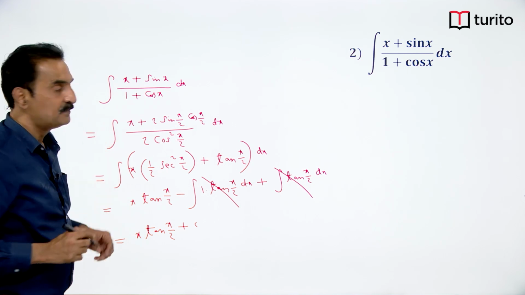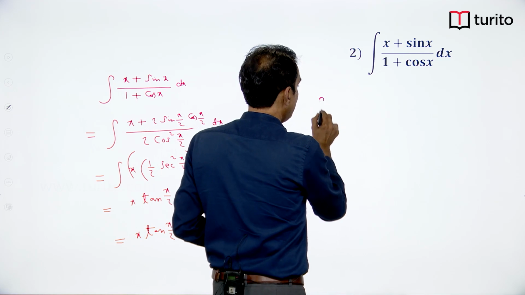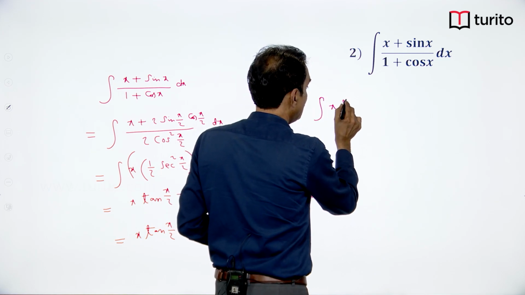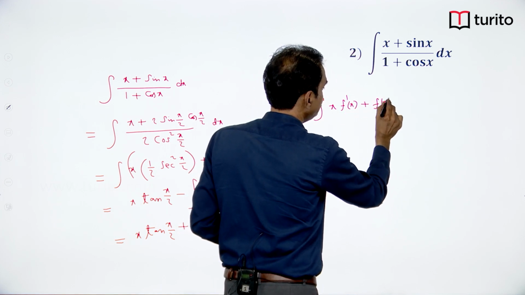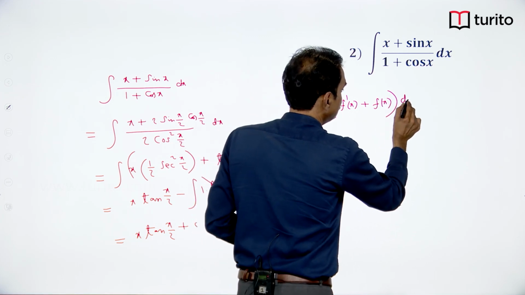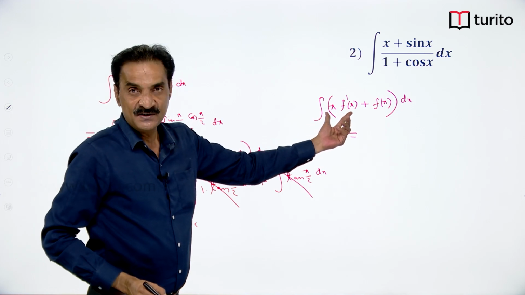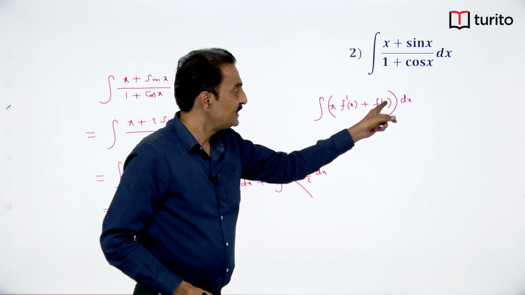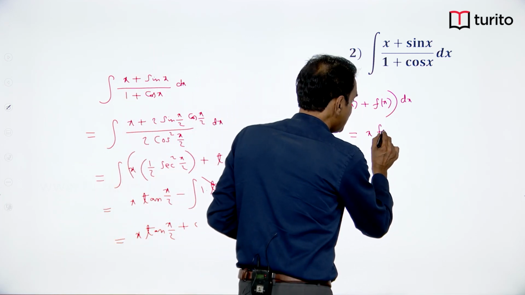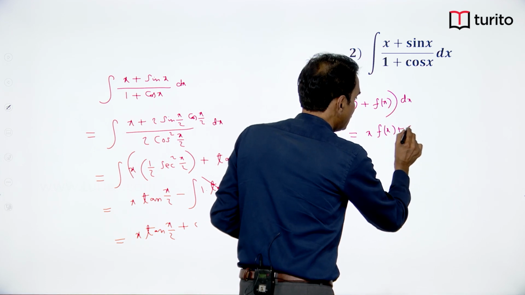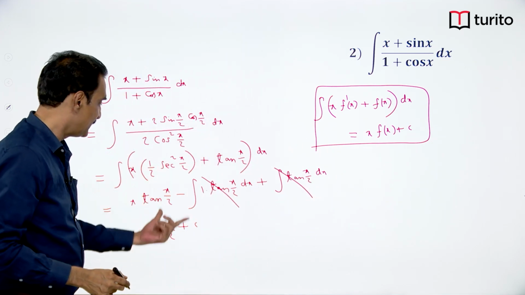With regard to this problem, I will give a general result. Integral x f dash x plus f of x dx. If you integrate x f dash x by parts, then automatically integral f of x cancels, then you will get the answer as x f of x plus c. If you want, you can remember this as a formula. So directly from this step only we can write the answer.